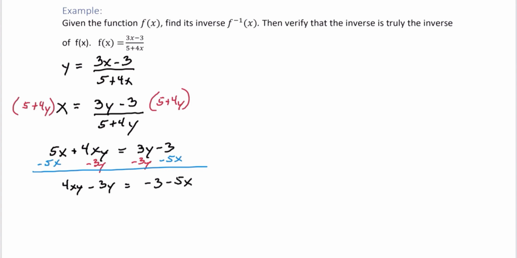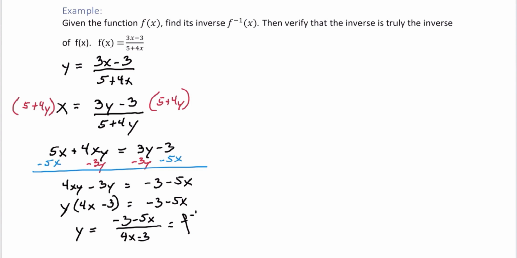On the left, we have two terms that contain a y, so we need to factor out that y, leaving us with y times 4x minus 3 equals negative 3 minus 5x. Finally, we divide both sides by the parentheses, and we get y is equal to negative 3 minus 5x over 4x minus 3, which we can now call f inverse of x.